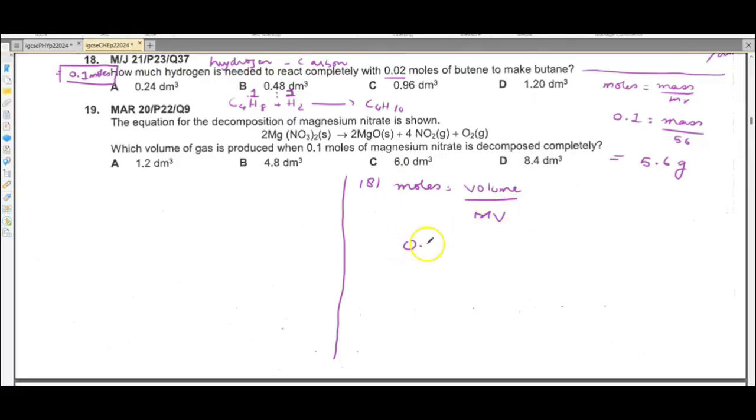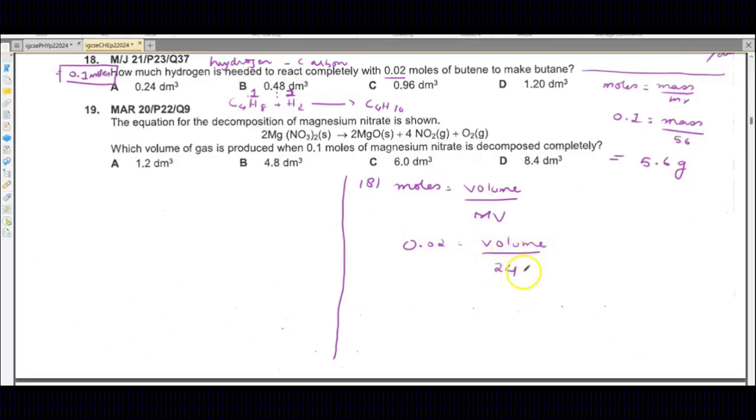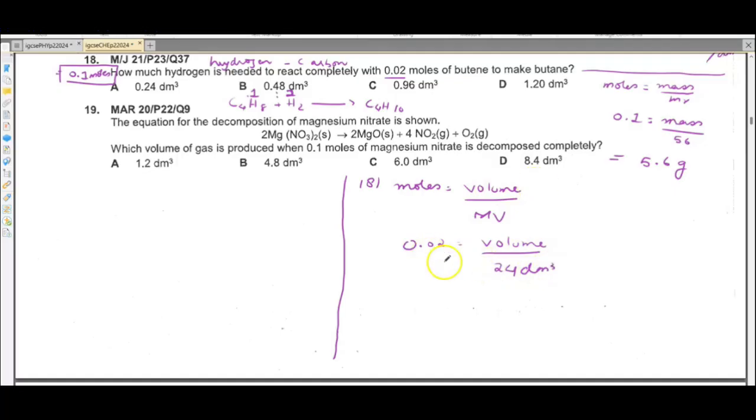Okay, we know how many moles there are. We need to find the volume of H2, and the molar volume would be 24 decimeter cubed. So multiplying 24 decimeter cubed with 0.02 is going to give us 0.48 decimeter cubed. So this is the volume that is required to react completely with 0.02 moles of butene to make butane. Okay? So B is going to be our correct answer.